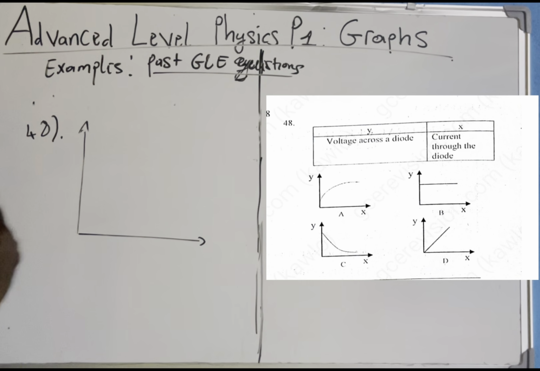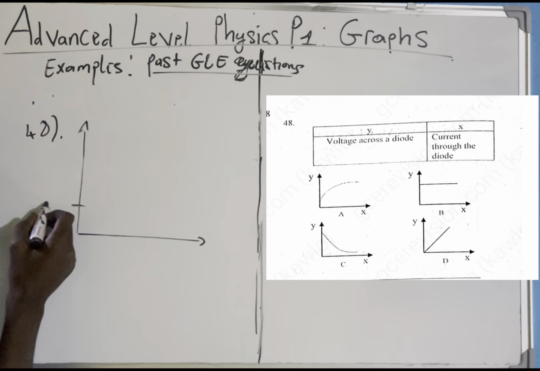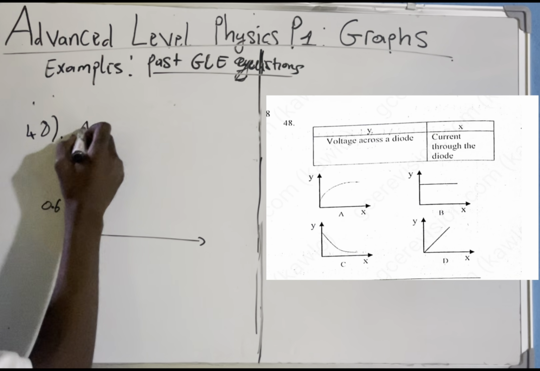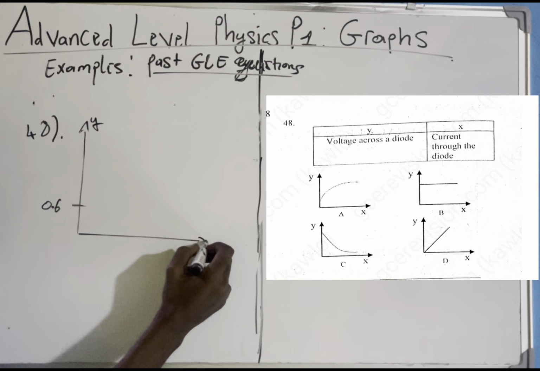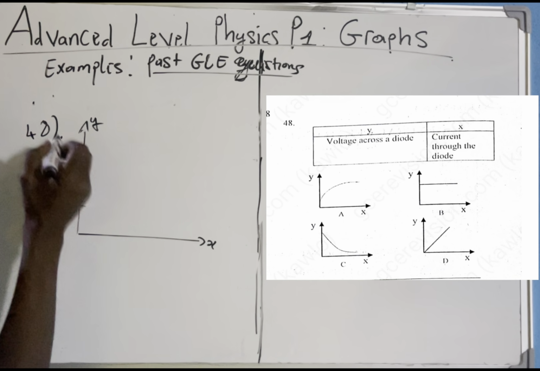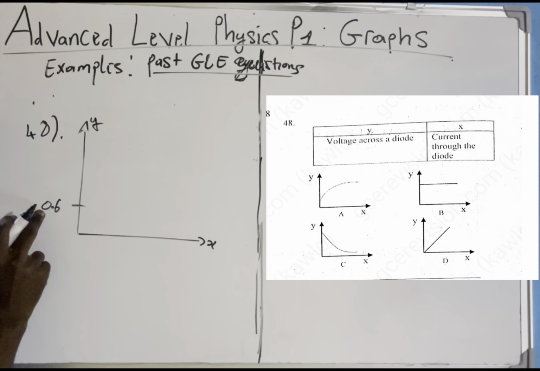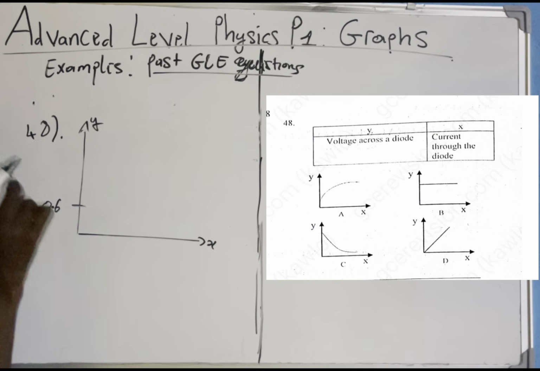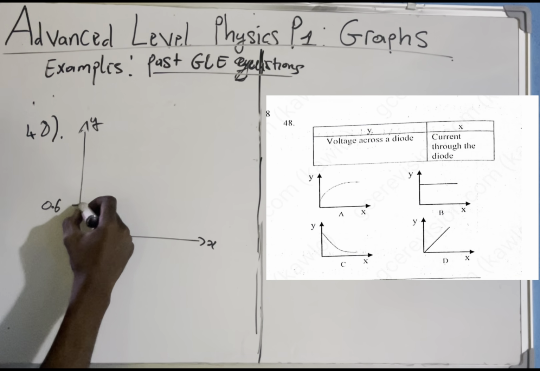It means that if the voltage across the diode is less than a certain value, no current flows through the circuit. Let's take that barrier PD to be 0.6 volts. So this is Y, this is X. For any voltage less than 0.6, no current flows. But above that, current can now flow.